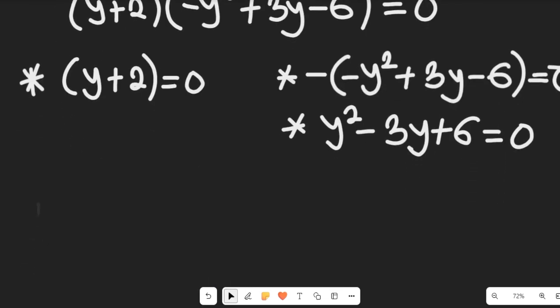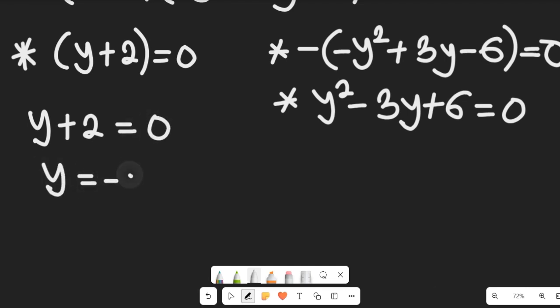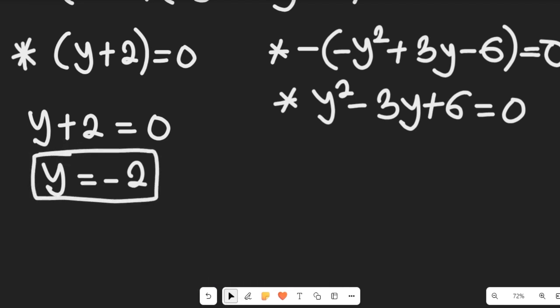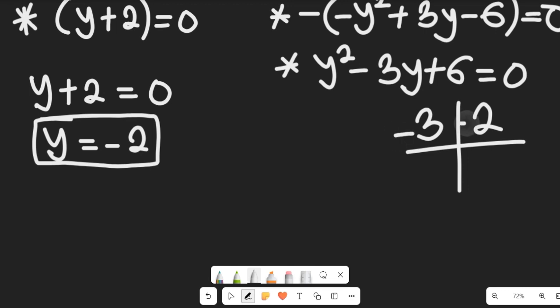So from these two expressions, we can find the values of y. From here, we'll see that y plus 2 is equal to 0, so the value of y will be equal to negative 2. And that is the first solution to this expression. Now let's consider this second expression. We're going to look for two values we can multiply that will give us 6. Of course, it's going to be 3 and 2, right? So if we multiply these two values, they are going to give us 6.